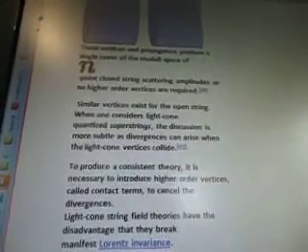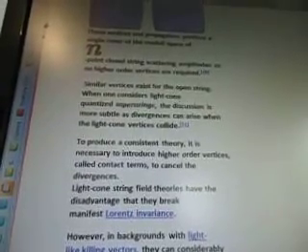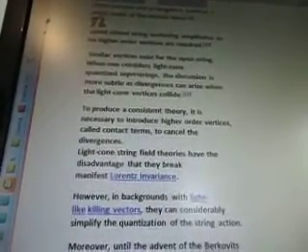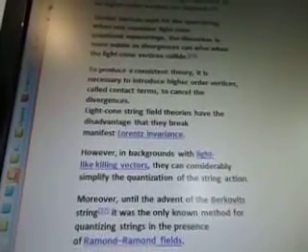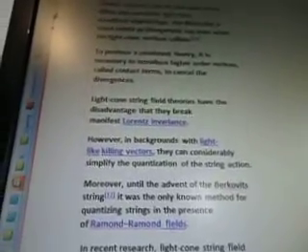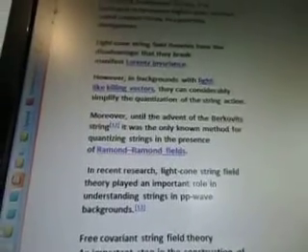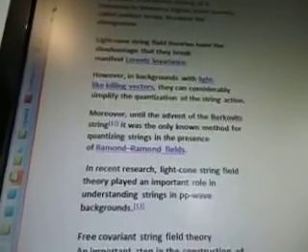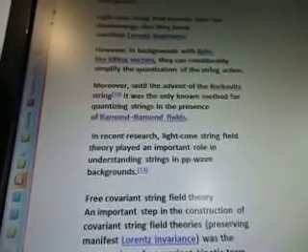When one considers light cone quantized superstrings, the discussion is more subtle as divergences can arise when the light cone vertices collide. To produce a consistent theory, it is necessary to introduce higher order vertices called contact terms to cancel the divergences. Light cone string field theories have the disadvantage that they break manifest Lorentz invariance. However, in backgrounds with light-like killing vectors, they can considerably simplify the quantization of the string action. Moreover, until the advent of Berkovits' string, it was the only known method for quantizing strings in the presence of Ramond-Ramond fields.